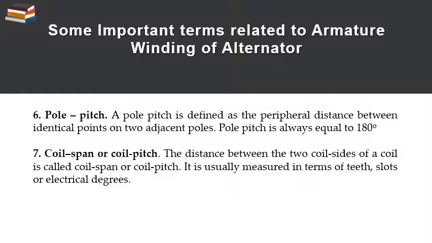Number 6, pole pitch. A pole pitch is defined as the peripheral distance between identical points on two adjacent poles. Pole pitch is always equal to 180 electrical degrees. Next is coil span or coil pitch. The distance between the two coil sides of a coil is called coil span or coil pitch. It is usually measured in terms of teeth, slots or electrical degrees. So this is the definition of pole pitch as well as the coil pitch.